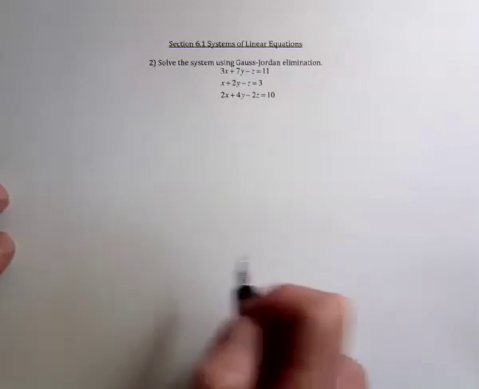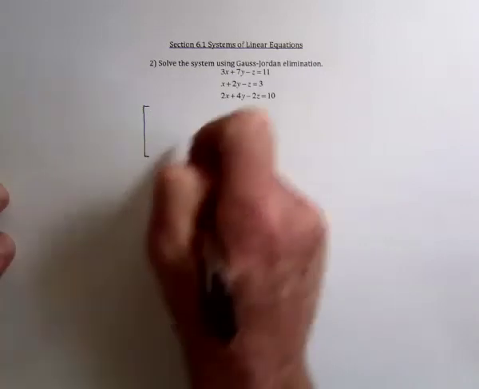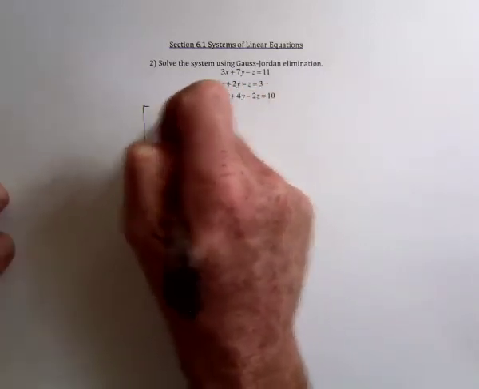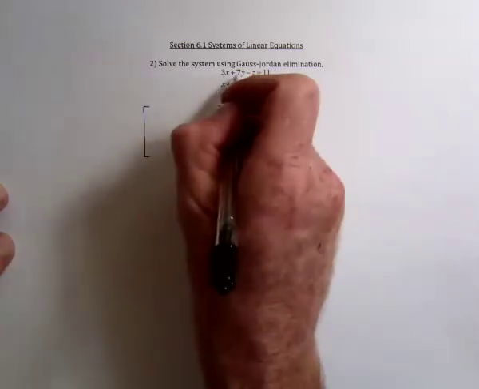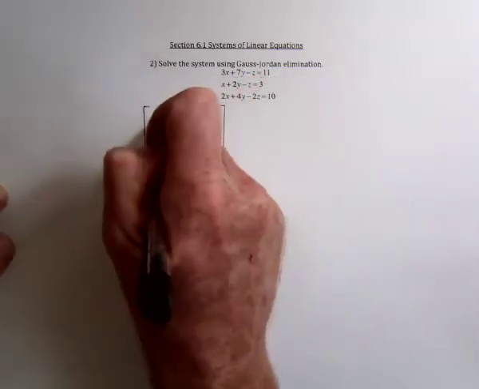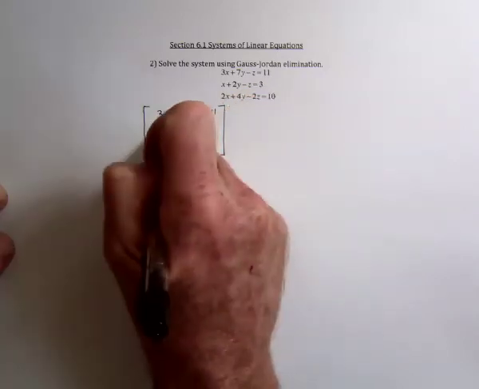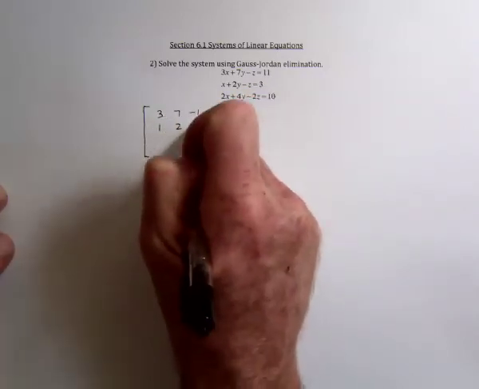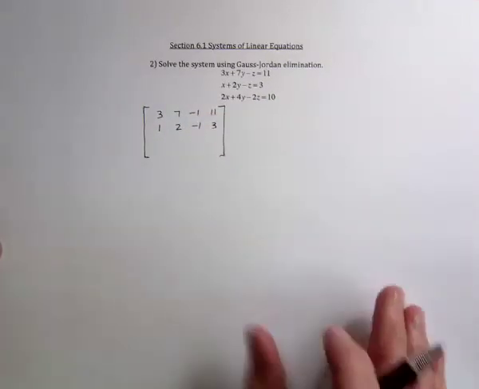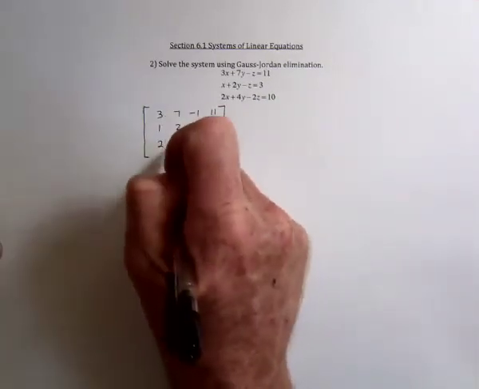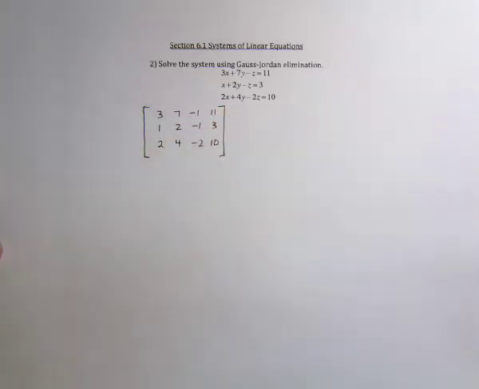So use matrices and row operations to solve this 3 by 3 system. For the first row we use 3, 7, -1, and 11. And the next one is going to be 1, 2, -1, and 3. And the bottom equation, 2, 4, -2, and 10.